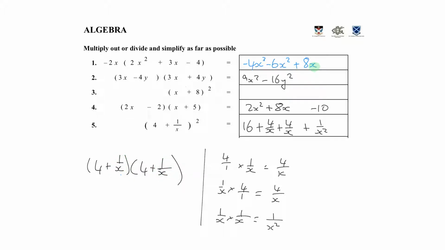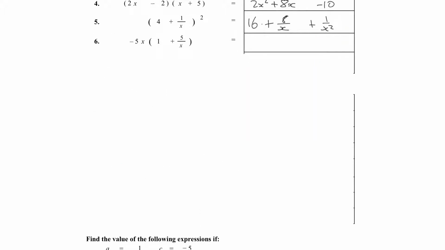Now, these middle terms, again, are like terms. Middle terms, I mean 4 over x and 4 over x. So we've got the same denominator, so we can just add our numerators together and say, quite simply, we've got 8 over x.